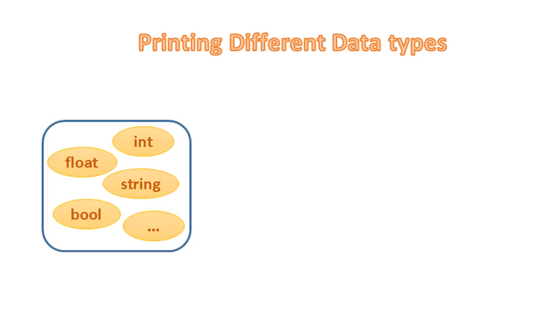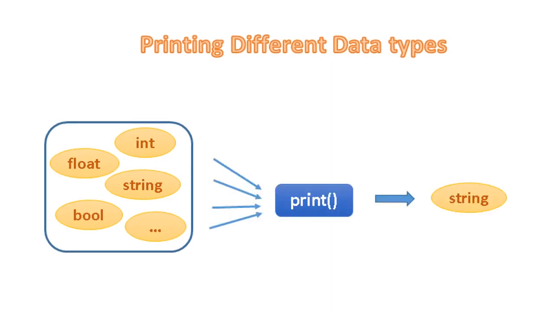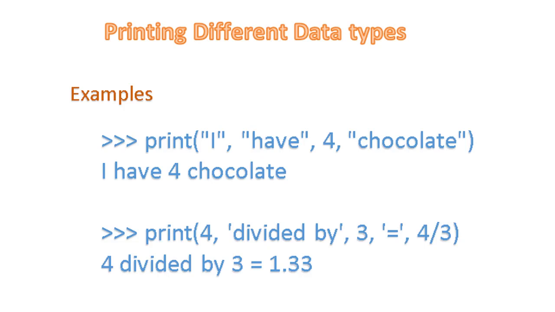Suppose that we want to print a combination of string, integer or any other data type expression. The print function will automatically convert the other data type expression to string and print the output. These are examples of print statements with a combination of different data types and expressions.